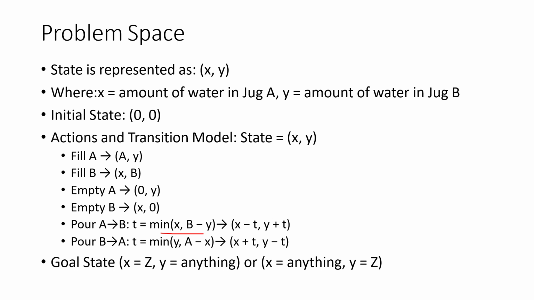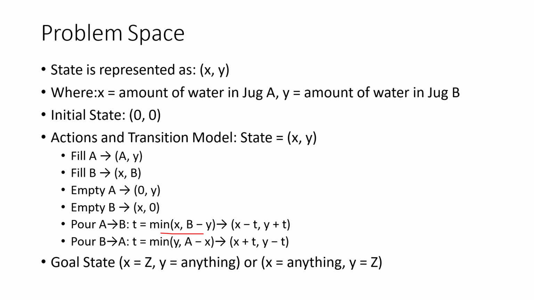And next is pour water from jug B to A. So here also we are calculating the minimum value. Here Y is the amount of water in the second jug and for the first jug the capacity is 4 minus the amount of water in the first jug. So we calculate the minimum and assign it to T, and that T value will be added to the first jug and subtracted from the second jug. These rules ensure no overflow and no negative water levels.